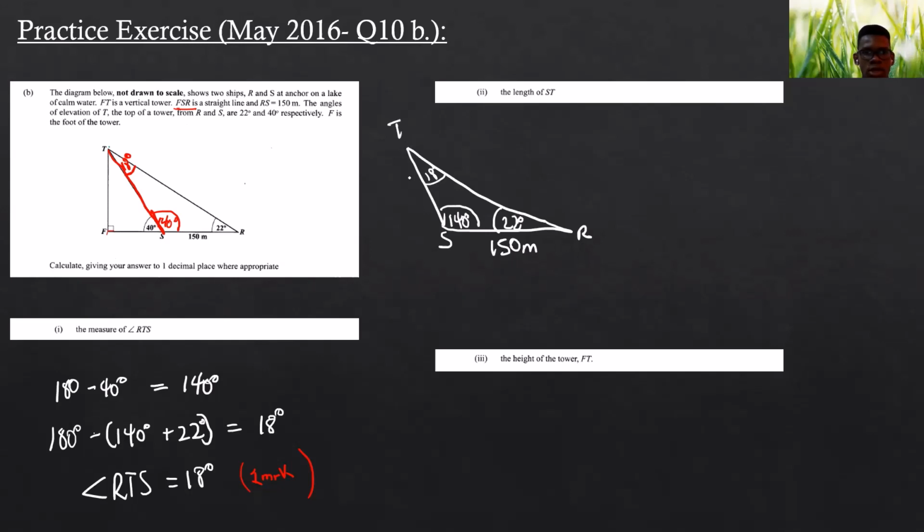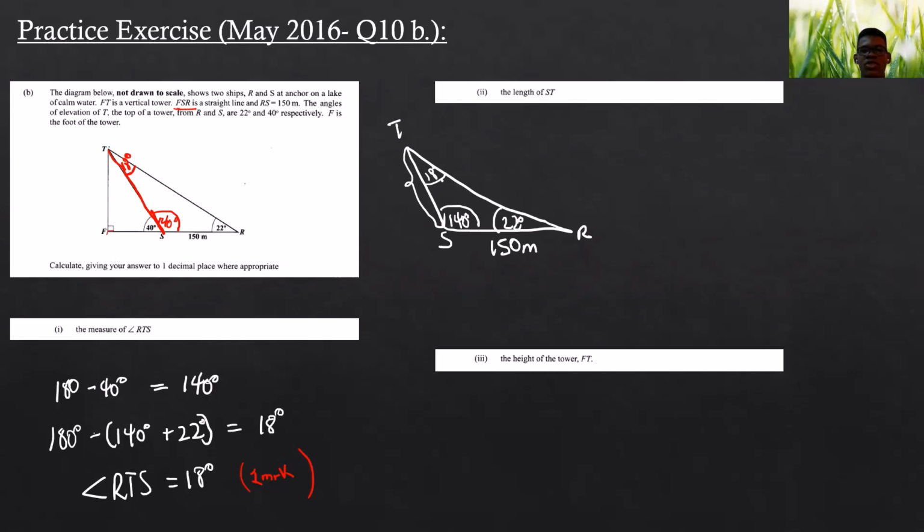Now what we want to know is the length of ST or TS, whichever, the length of this side, right? And one way we could do that is to think of our sine and cosine rules. And the reason why we know we have to think of those two rules is because it's the only rules that we can use to get lengths of non-right angle triangles, right? So right away, think of cosine or sine rule.